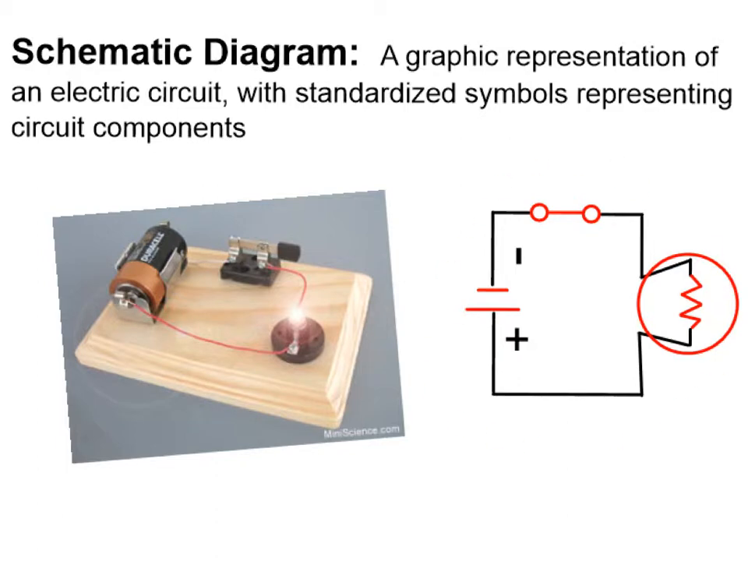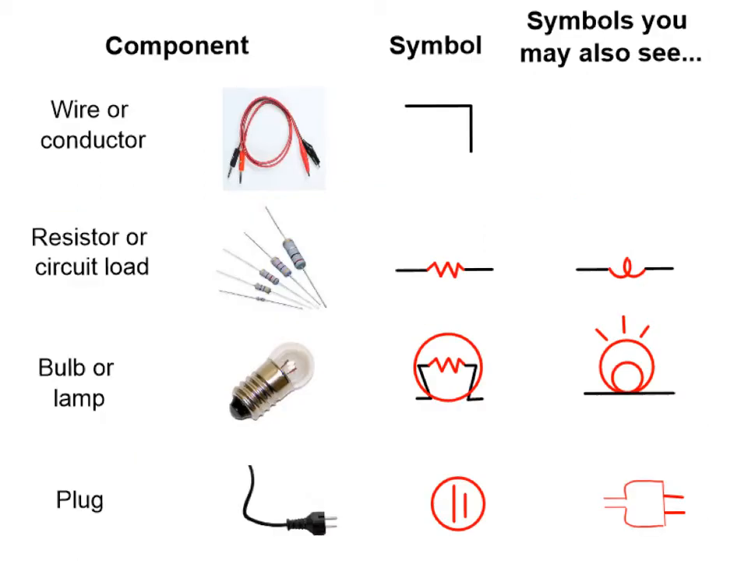Here is the schematic diagram, and we're going to take a look at the different symbols that represent each of these components. So in a schematic diagram, we have wires or conductors. They look like this in real life, and we symbolize those with lines in our schematic. We have resistors or circuit loads. Resistors will look like this in real life. You may realize that a little light bulb also is a type of resistor. It offers resistance as well. The symbol in our diagram for a resistor is this. You might see it like this as well.